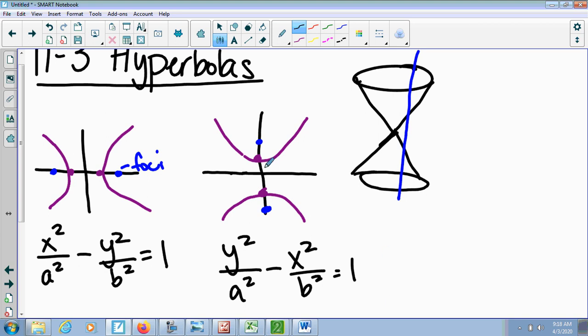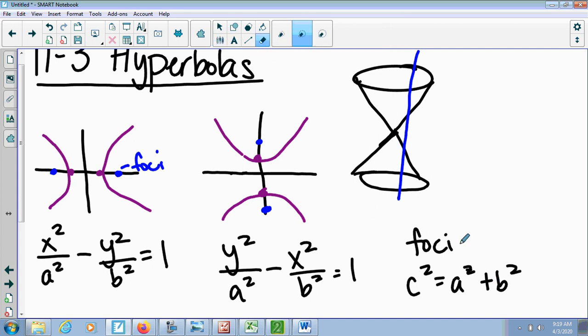Alright, and to figure out our foci, or our c value, the distance from the center to the foci, it's also a reverse of the ellipse. For the ellipse, c squared is a squared minus b squared. For this one, to find c squared, it's a squared plus b squared, which is just the Pythagorean theorem. If you want to know why that's the case, you can ask me, and I'll let you know. I'm just not going to put it in here because it'll take too long to draw all that. So those are our equations, and now we're going to figure out how to use these equations to make the graphs.